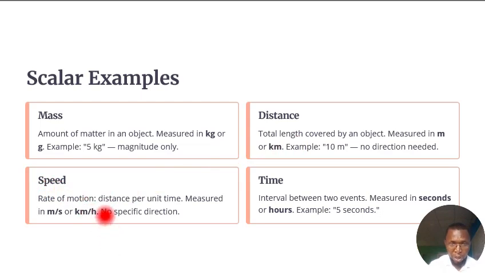The same thing applies to speed as another example of a scalar quantity. Speed is just the distance covered in 1 second, so it's distance over time. The SI unit of speed is meter per second. It has other units as well, like kilometer per hour, and so on and so forth. But the point we are making here is that it does not involve direction. Time also does not have direction, right? It's just the magnitude only.